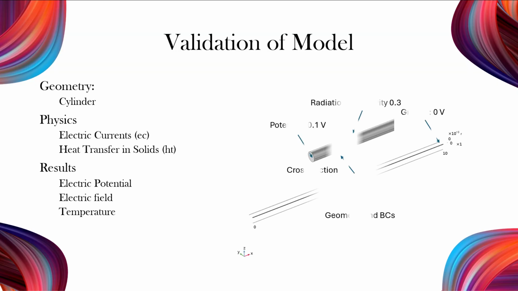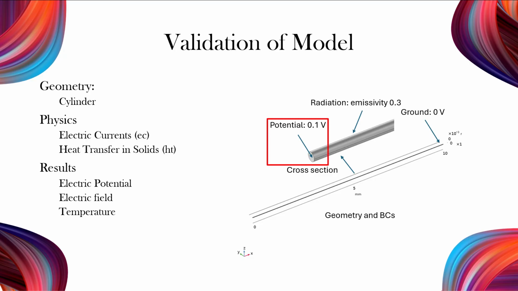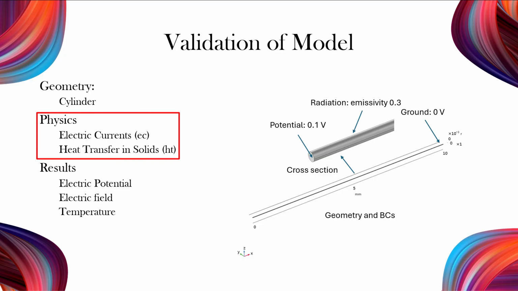A copper wire with a radius of 0.01 millimeters and a length of 10 millimeters is subjected to a 0.1 volt potential difference in the electric currents physics interface. Heat is generated due to Joule heating, and thermal radiation with an emissivity of 0.3 dissipates heat to the ambient through the Surface-to-Ambient Radiation feature in the Heat Transfer in Solids interface. A stationary study is used because the solution corresponds to steady-state conditions.